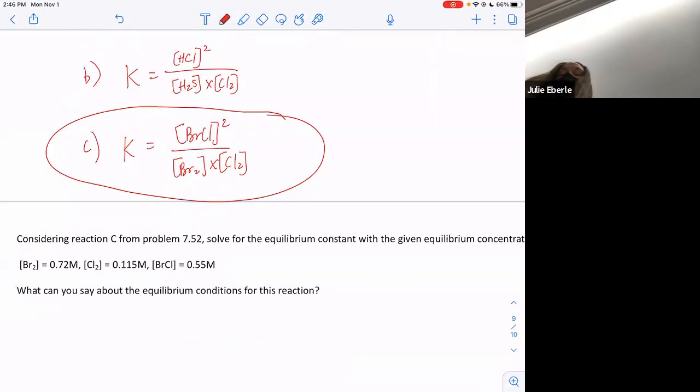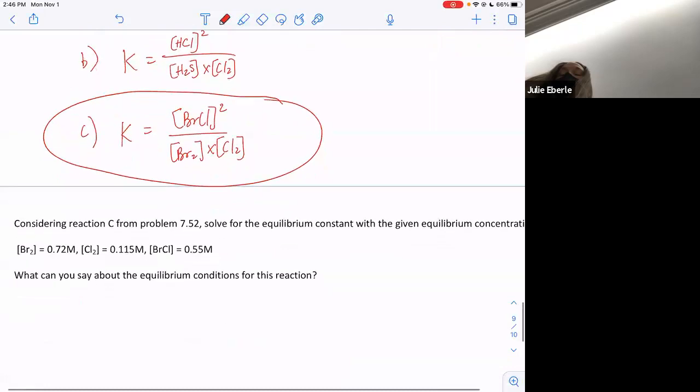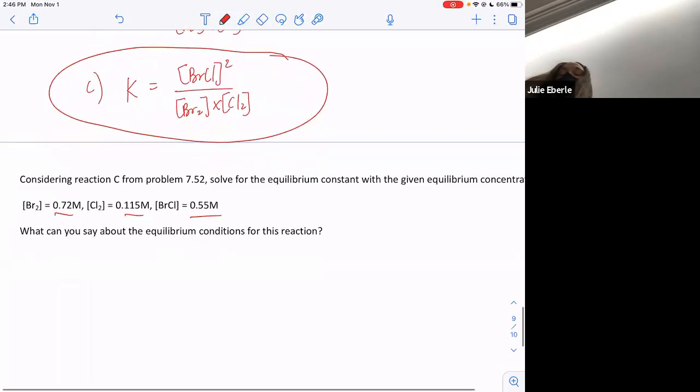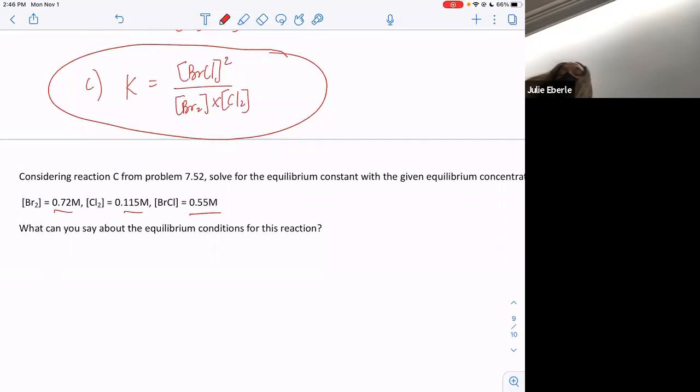So solve for K with the given equilibrium concentrations. So then I give you a value. I give you numbers, and M just stands for molarity. It's just the unit of concentration. But K, when you solve for K, is always unitless. So you really don't have to worry about units here. What can you say about equilibrium conditions for this reaction? So let's just solve for K first, and then we'll tackle that second question.